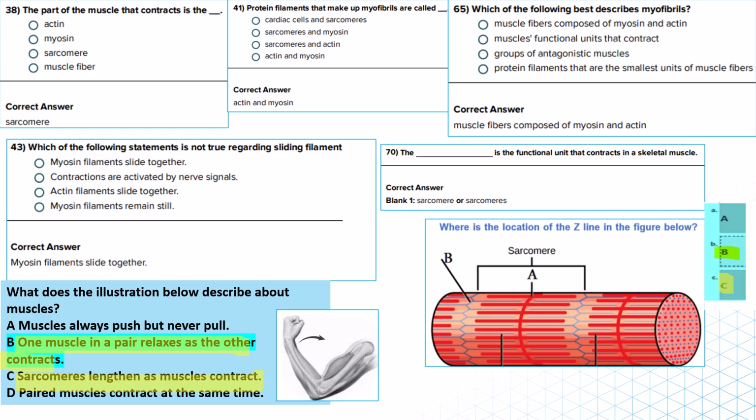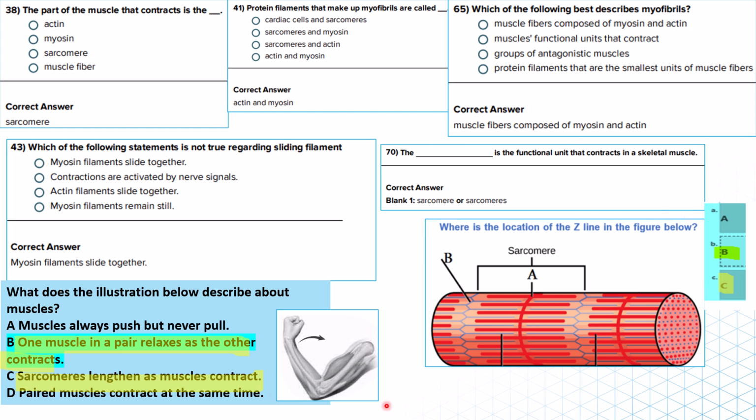Coming to some questions, as I discussed: where is the location of the Z line in the figure below? You can see this is the zigzag line, and the answer is B. And then another question: which is not true regarding the sliding filament theory? Myosin filaments slide together. Contractions are activated by nerve signals, actin filaments slide together, and myosin filaments remain still. So the answer is myosin filaments slide together.